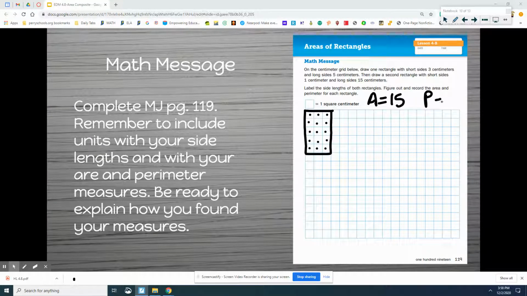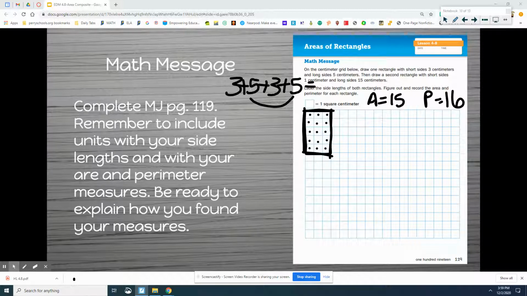And then I need to find the perimeter. Well, I know that this is 3 and 5, 3 and 5. I'm going to add my 5s together because that's 10. And then my 3s together is 6. So 10 plus 6 equals 16. My perimeter is 16.